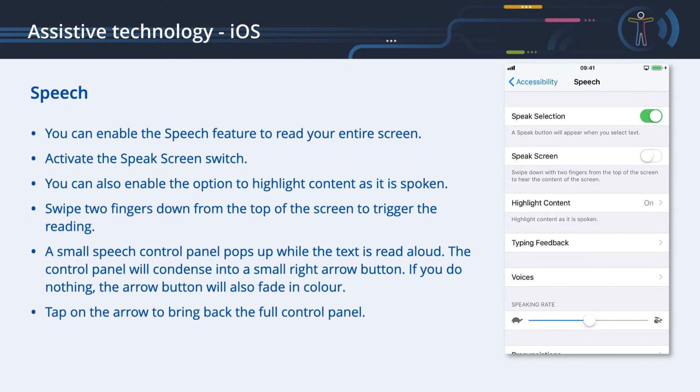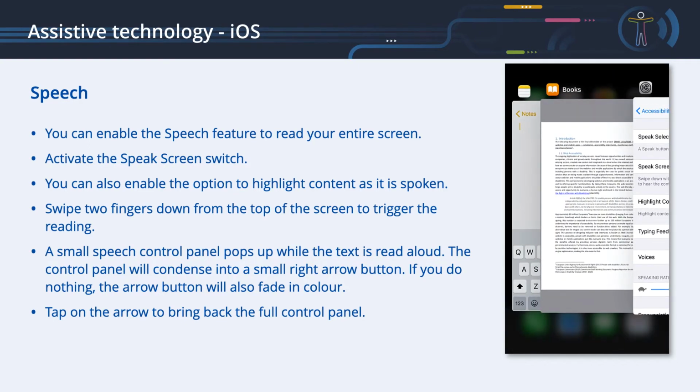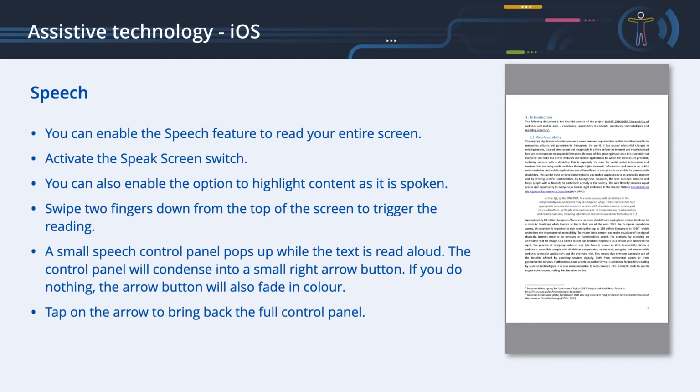You can enable the speech feature to read your entire screen from top to bottom. Activate the Speak Screen switch. You can also enable the option to highlight content as it is spoken. Let's navigate to a document and make the system read the text to us. Swipe 2 fingers down from the top of the screen to trigger the reading.